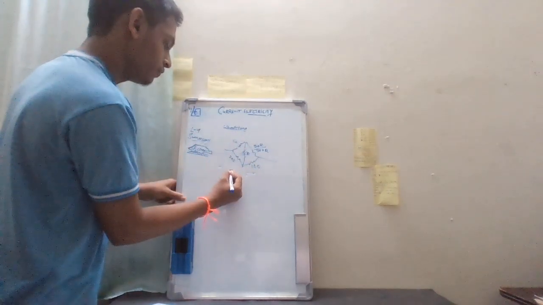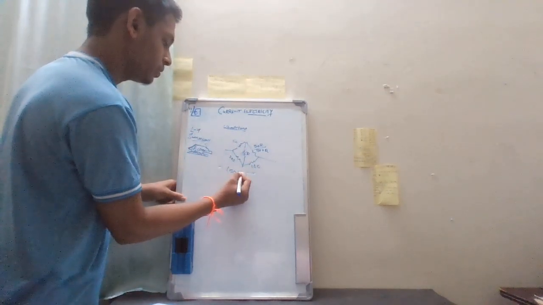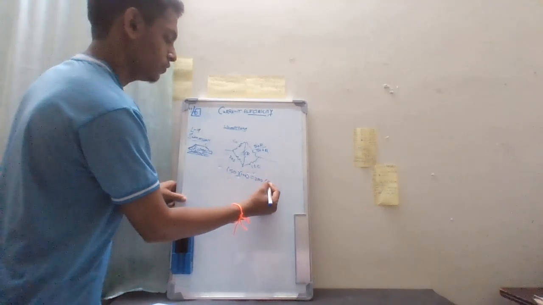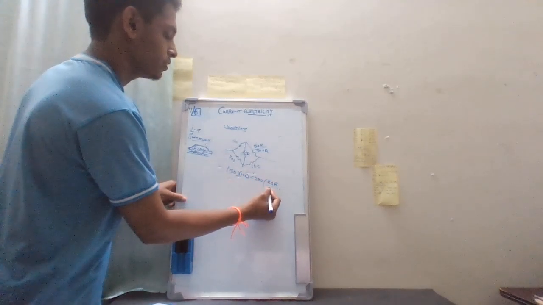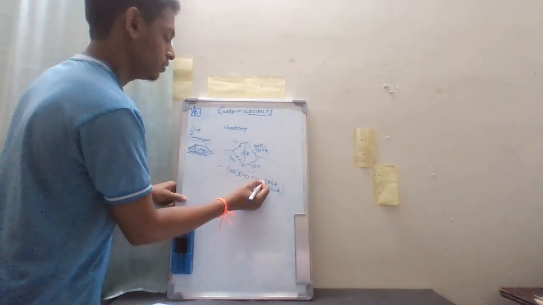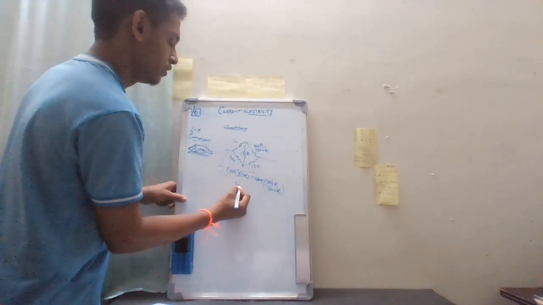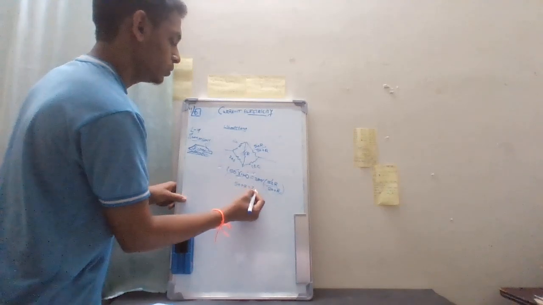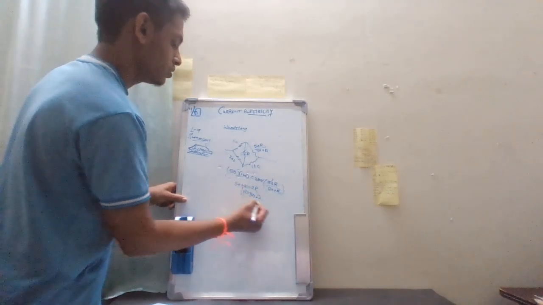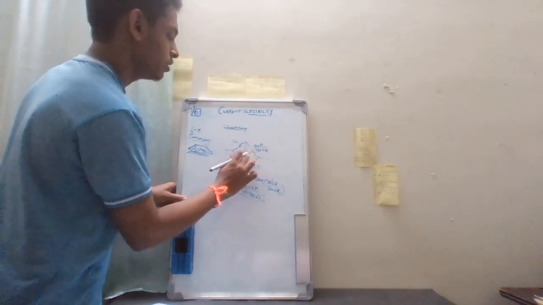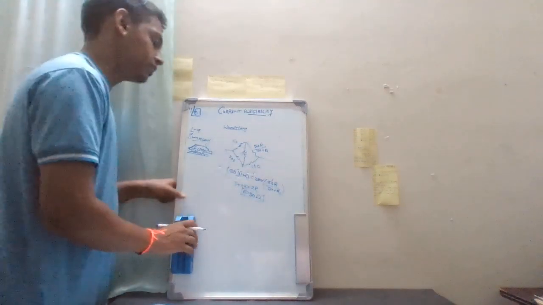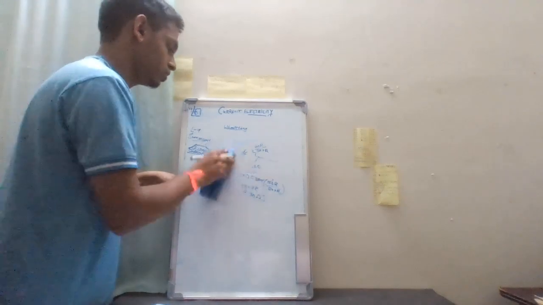So 50 into 100 equals 200 into 50R by 50 plus R. 50 and 50 cancel, 100 cancels. 50 plus R should be equal to 2R, so R equals 50 ohms. In such cases, if R equals 50, then we can have it as a Wheatstone bridge.